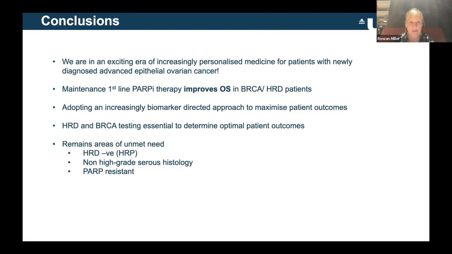HRD negative patients do not do well prognostically and predictively. These new drugs are really only relevant to the high-grade serous histologies. What about clear cell, mucinous, endometrioid? And what do you do when they develop PARP resistance? Because whilst I said the outcomes are really great, unfortunately the majority of patients will relapse at some point, and it's difficult to know how to manage patients in the context of progression on PARP inhibitors.